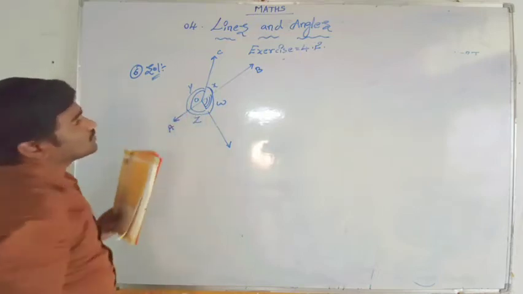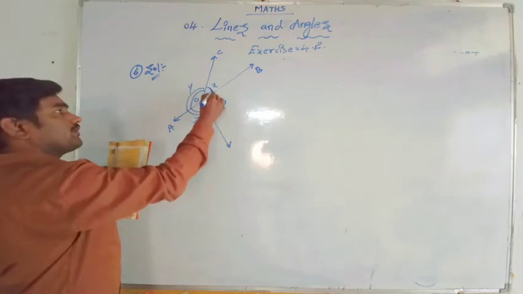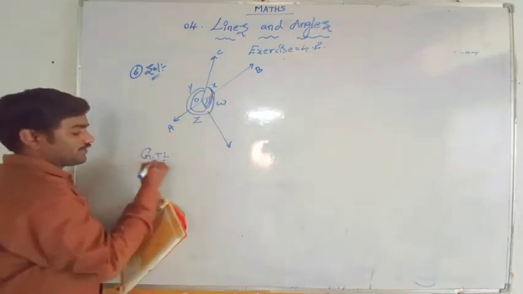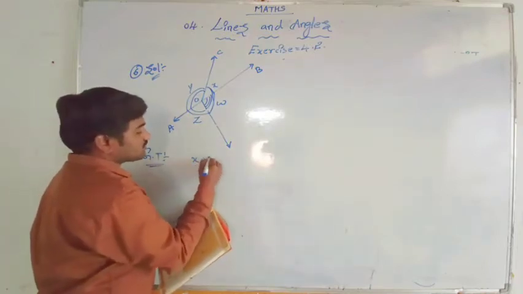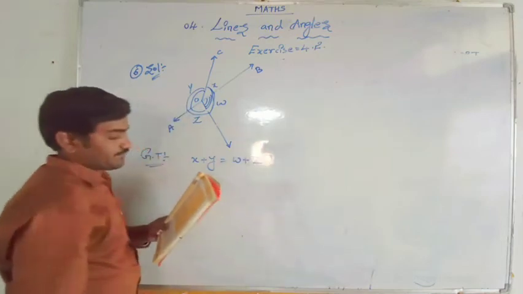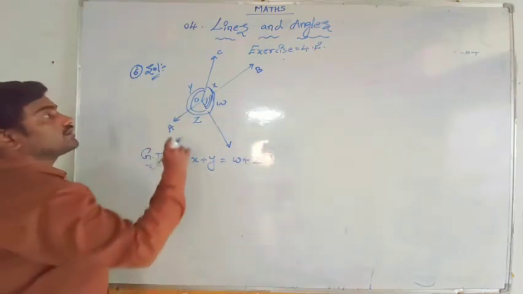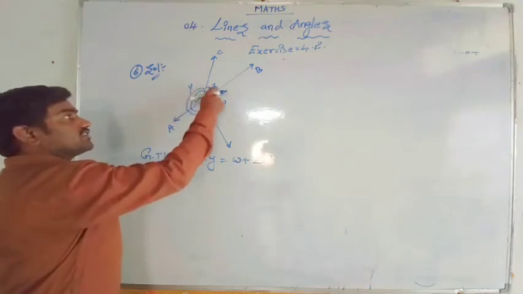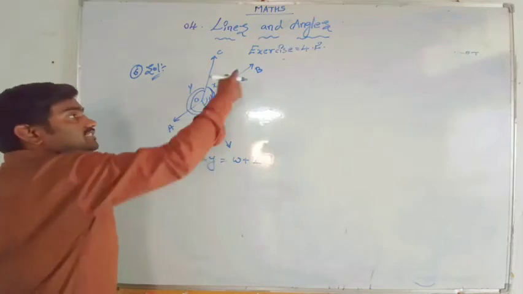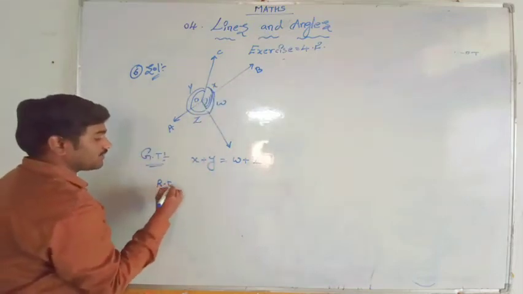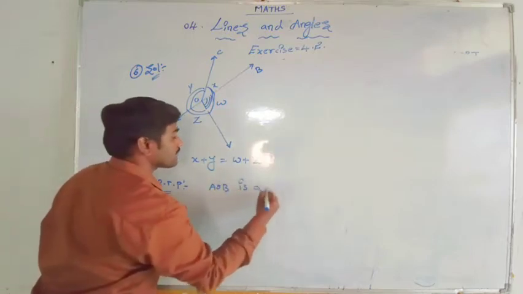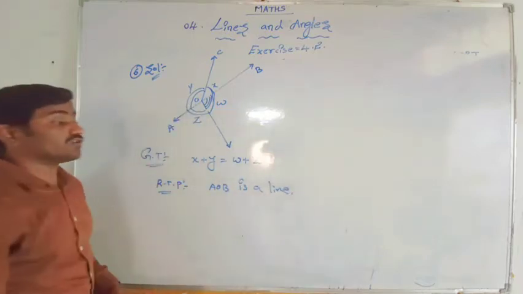and Z. So this is what the figure actually shows. Let's see, in the given figure x plus y is equal to w plus z. Then prove that AOB is a line. RTP: we have to prove that AOB is a line. We have to show that it is a line.